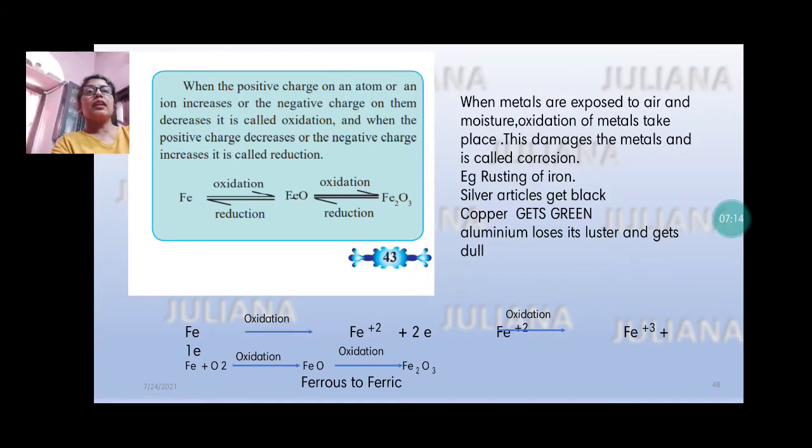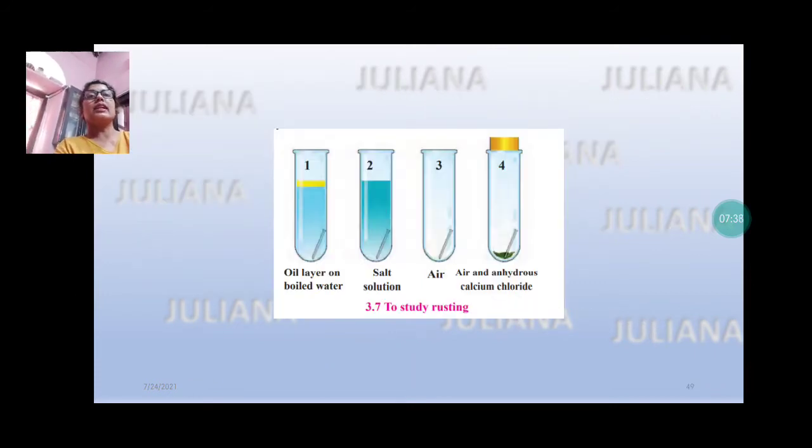Here Fe donates 2 electrons to become Fe2+. Fe2+ donates electrons to oxygen, and oxygen accepts them, becoming FeO, iron oxide. Again, iron can donate more electrons to oxygen to become Fe2O3. So corrosion is a type of oxidation reaction.